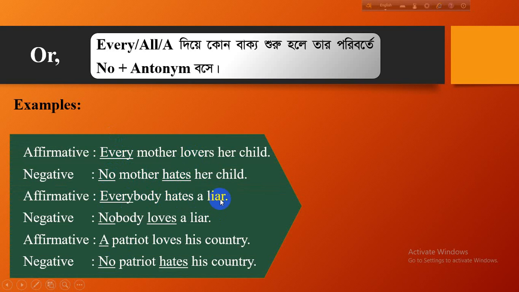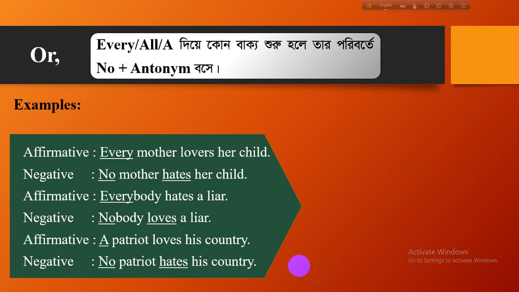Everybody hates a liar. So in the place of every, we can use nobody, and in the place of hates, we can use the opposite word loves. So the answer will be nobody loves a liar. And come to another one, a patriot loves his country. So instead of a, we can use no patriot. Instead of loves, we can use hates. That means negative, that means no plus antonym. Easily we can get the answer.